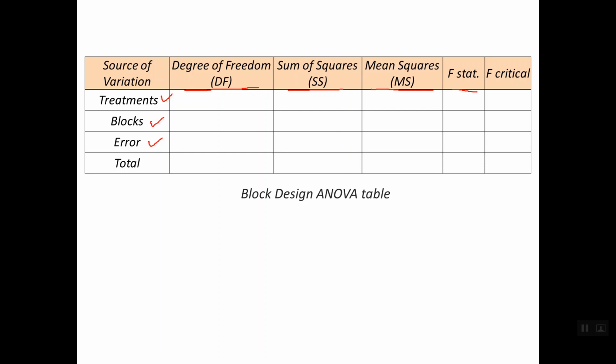Then simply we can determine or calculate the statistic F, or calculated F, and we will compare this calculated F with the critical one using the F distribution table. So we need to fill all of these cells inside this table.